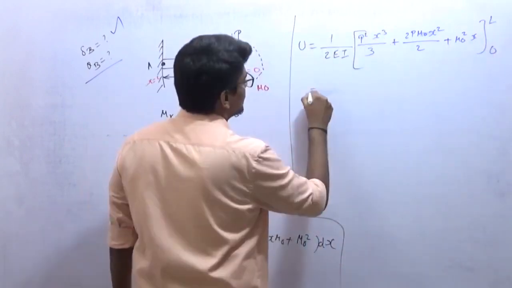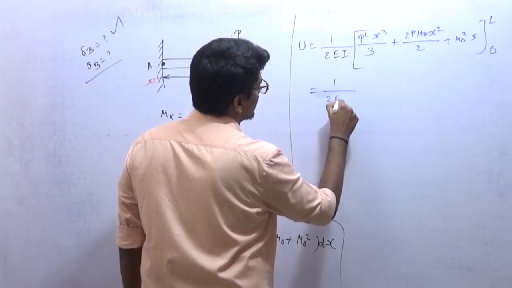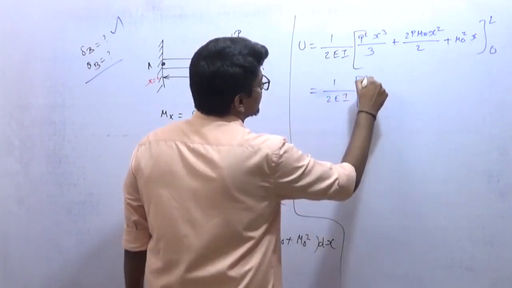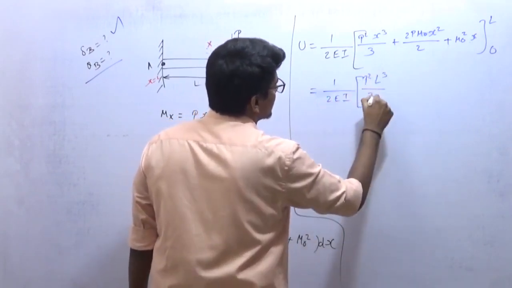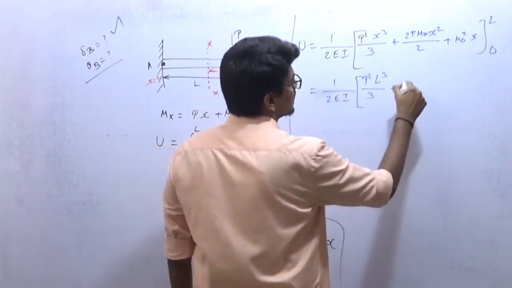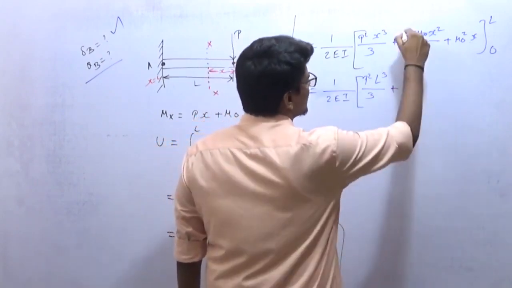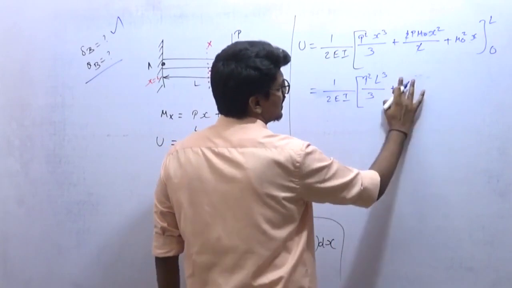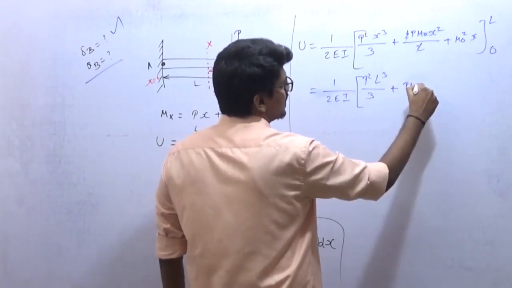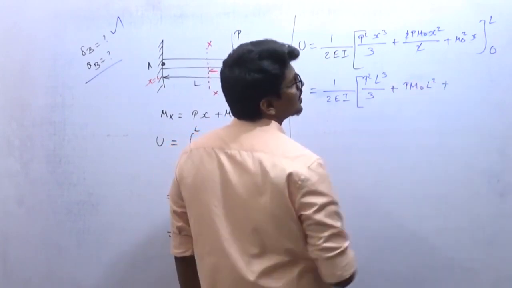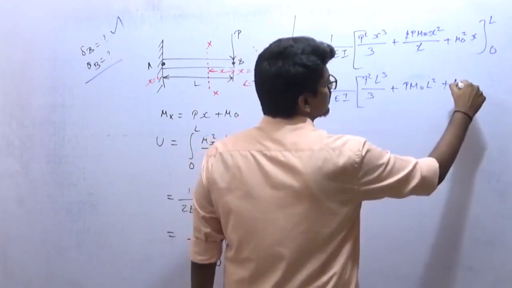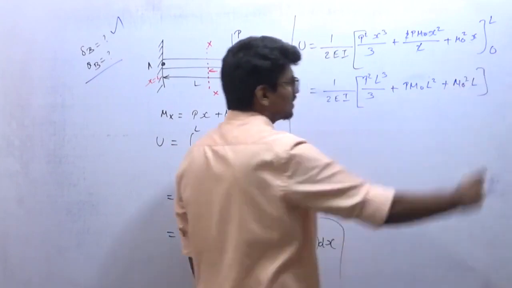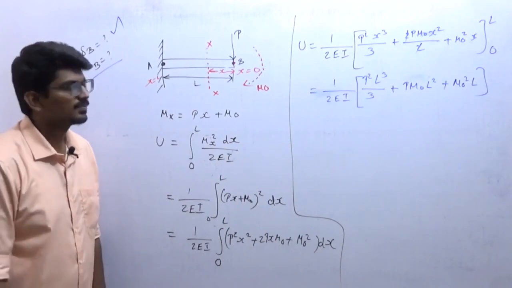So that will be equal to, if I apply the upper limit and lower limit, P square L cube by 3 plus 2P, anyways this 2 I can cancel, so P M naught L square plus M naught square L.